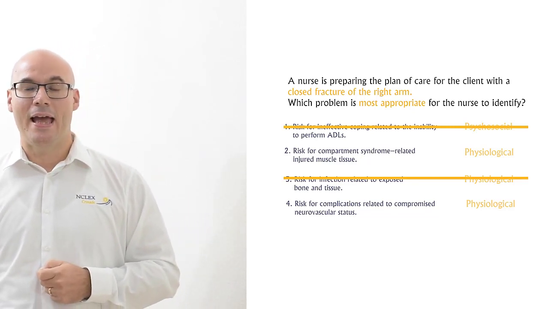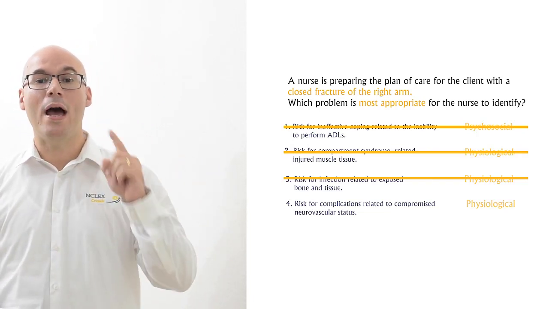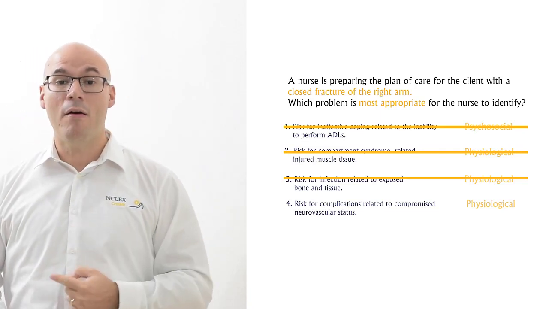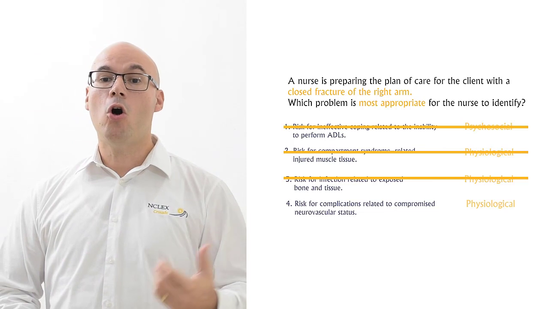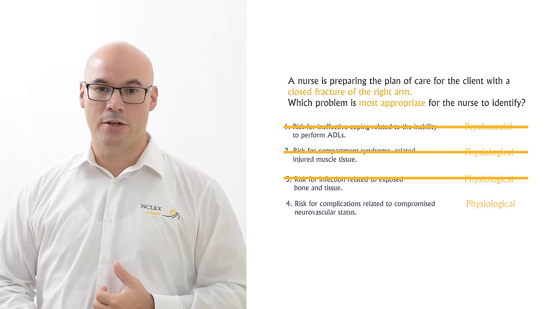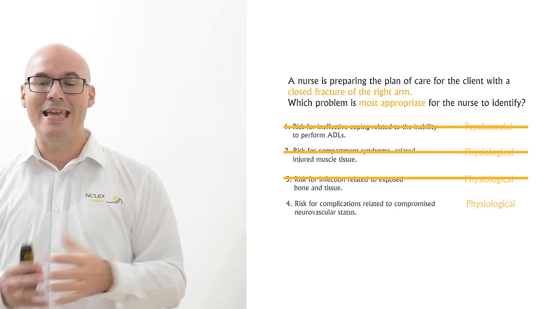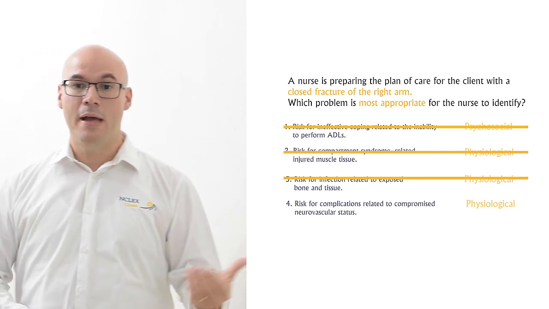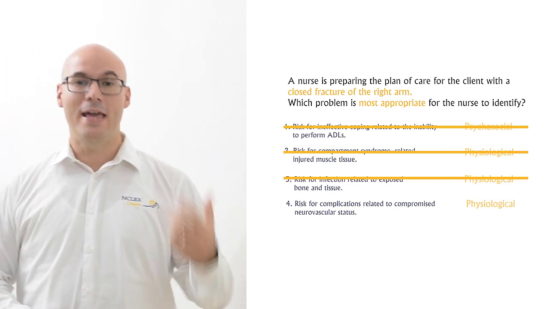We can eliminate answer number 2. Compartment syndrome is one of the complications that this patient can experience. However, answer number 4 not only includes compartment syndrome, but also includes other neurovascular compromise situations. Answer number 4 says risk for complications. This is a general statement. Complications include compartment syndrome and other complications as well. Therefore, answer number 4 is the correct answer.